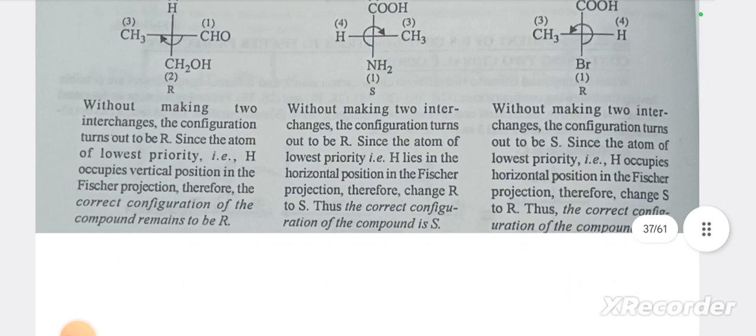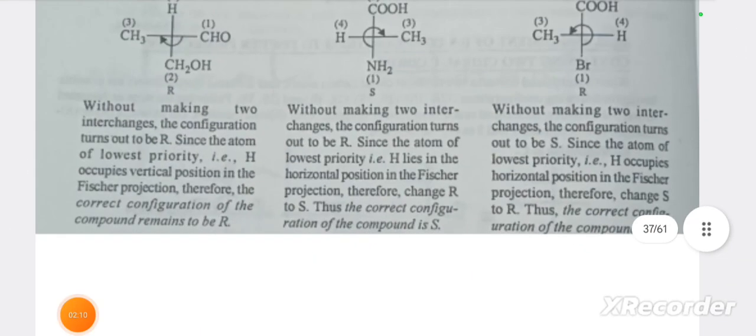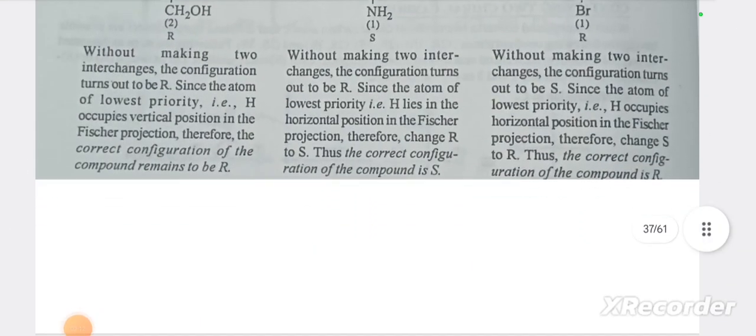Without making any interchange, the configuration turns out to be R since the atom of lowest priority, that is hydrogen, occupies a vertical position in the Fischer projection. Therefore, the correct configuration of the compound remains R.